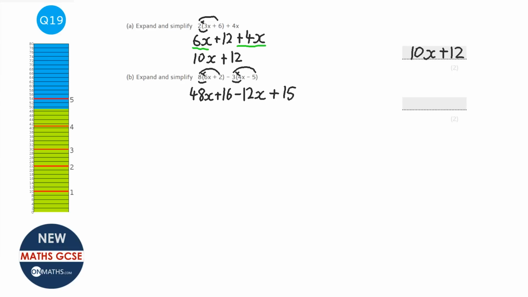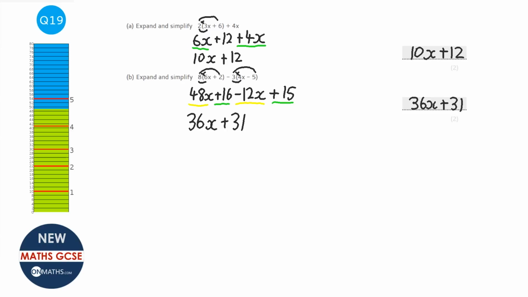Then we look for like terms, so we've got the 48x and the minus 12x, and we've got the plus 16 and the plus 15. So we want to do 48x take away 12x. If we take away 2, it's 46; if we take away 10, it's 36x. Then we want to do 16 plus 15. Well, 15 plus 15 is 30, so that's going to be 31. So the answer is going to be 36x plus 31.